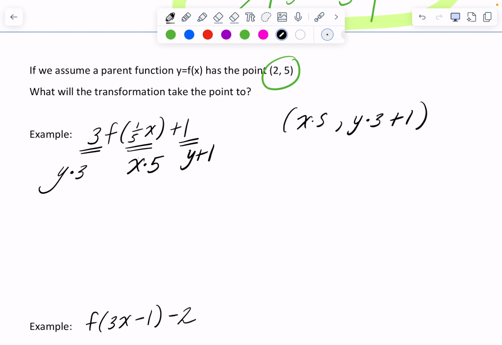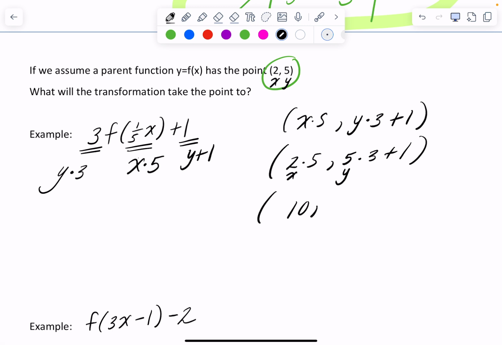So now I'm just going to plug in x, y. 2 times the reciprocal, comma, 5 times 3 plus 1. See, I plugged in x and I plugged in y. Everyone see? I'm plugging in x and y. So that'd be 10, comma, 15 plus 1 is 16. So that would have been your final answer.